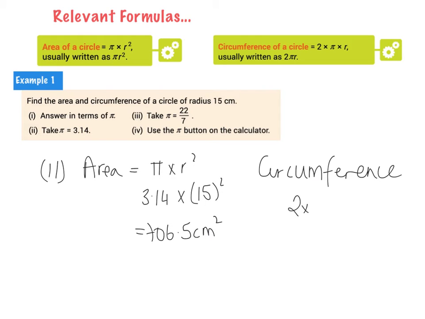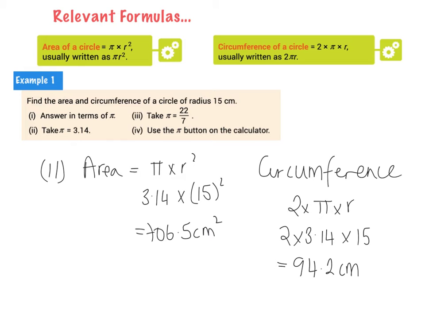And then the circumference is 2 by pi by r. Pi is 3.14 and r is still 15, and that leaves us with 94.2 centimetres.